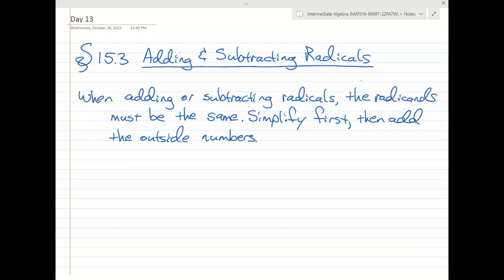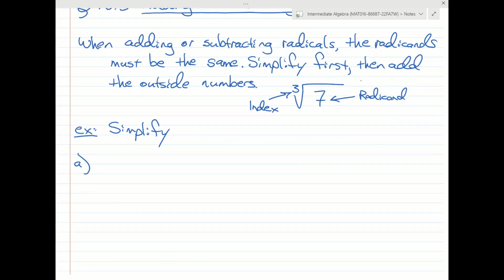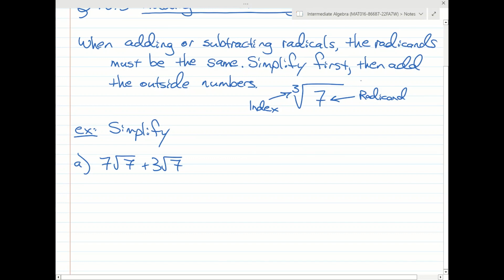All right. So let's get right into this. Just as a refresher, when we're talking about radicals, this number is called the index, and this number is called the radicand. All right, so the directions are going to be, just simplify 7√7 plus 3√7 minus 8√7.